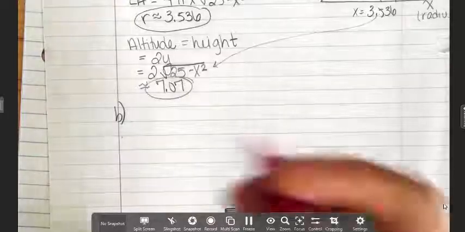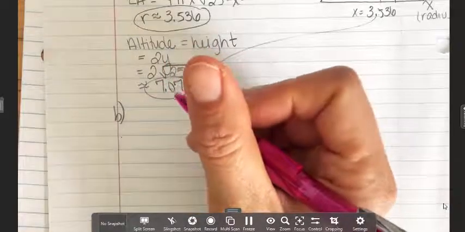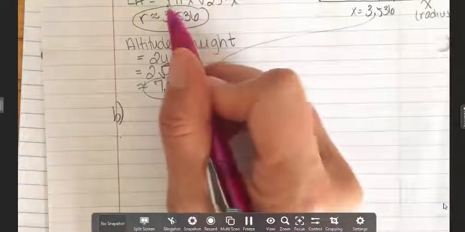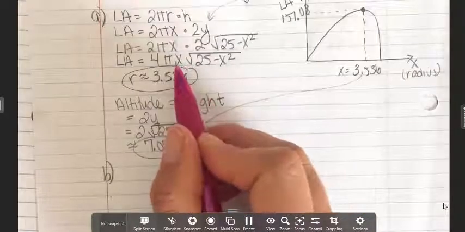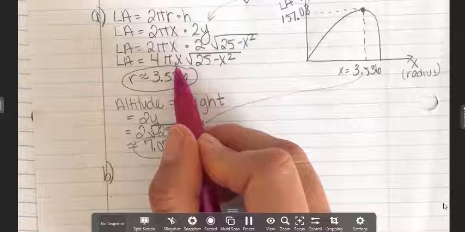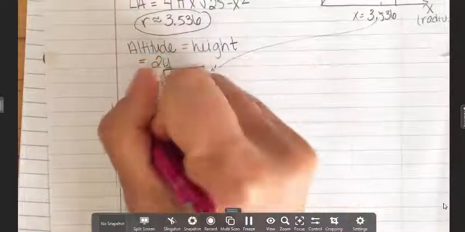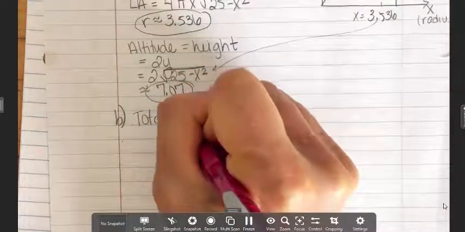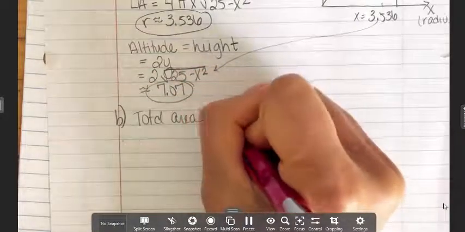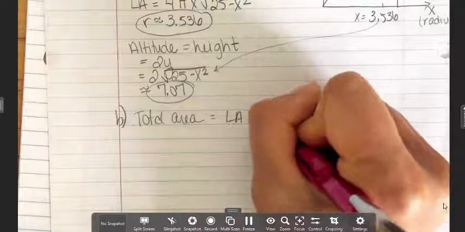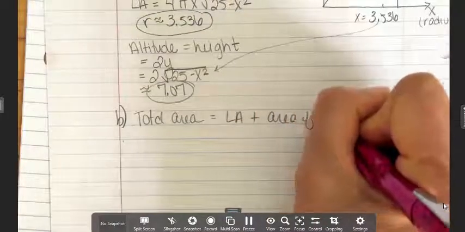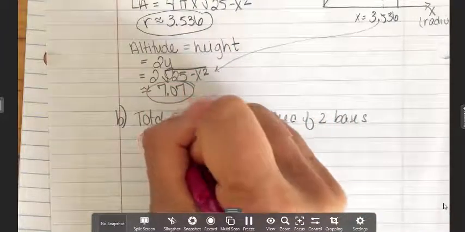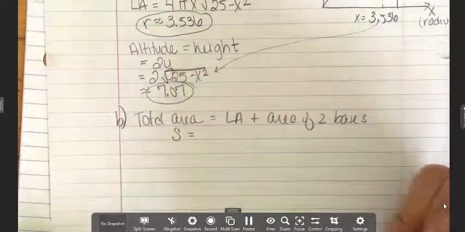All right, so I am finding the maximum total area. Basically, I'm going to take my lateral area, which was this equation, and add the area of the two bases. So total area is your lateral area plus the area of two bases. We'll call it S, just like they do for surface area.